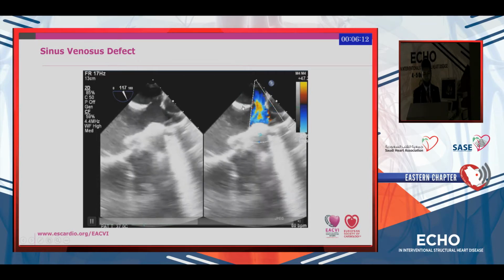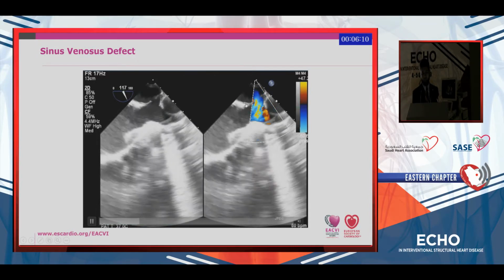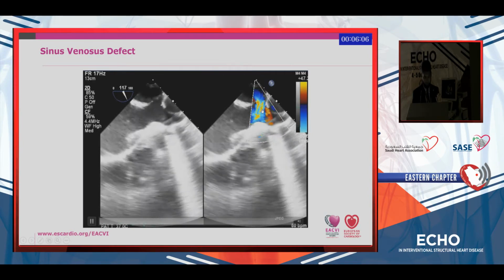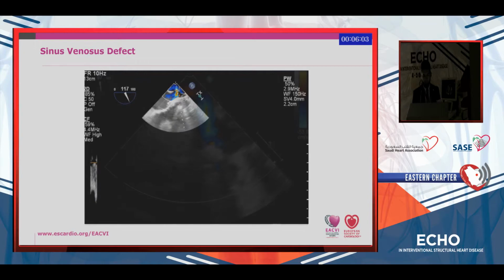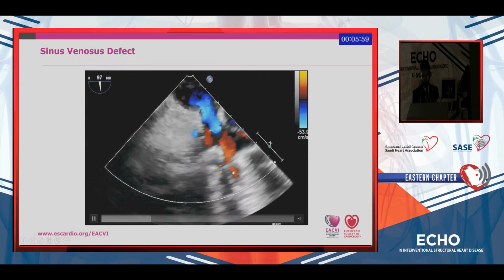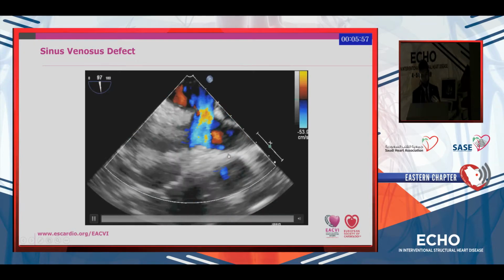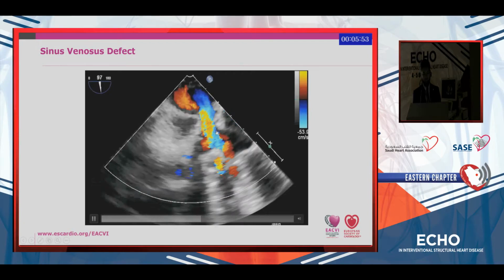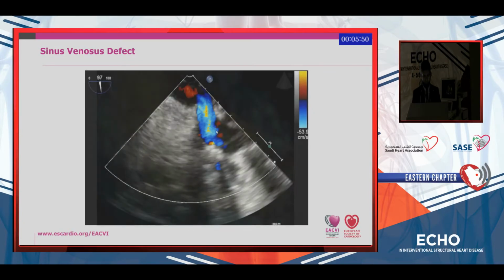This is not high ostium secundum, which was here. This is really sinus venosus type. The shunt is there, and with some manipulation of the probe, you can see one of the pulmonary veins here draining. Red flow means coming towards the probe. So this flow is coming from the pulmonary vein, draining into the superior vena cava.